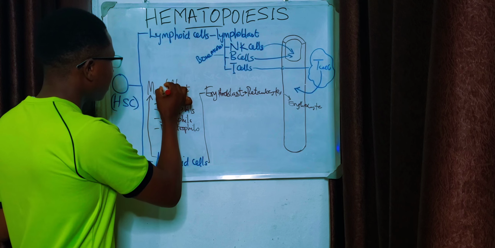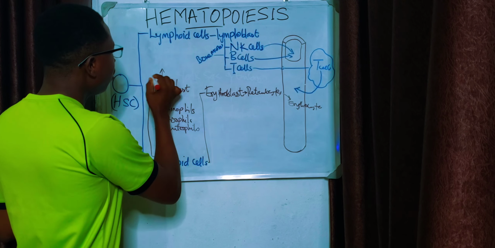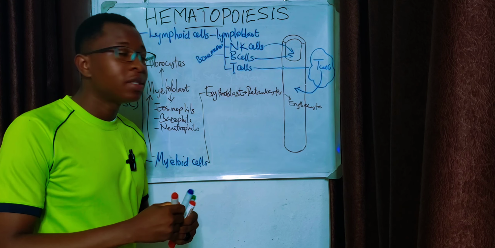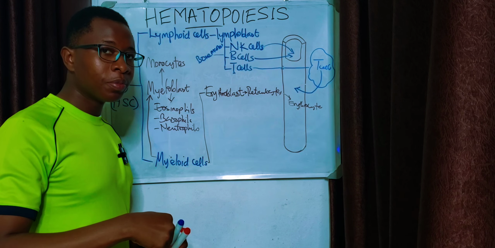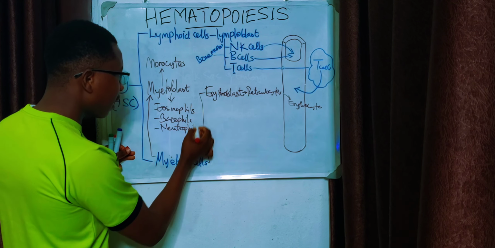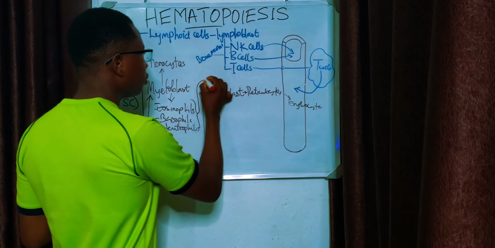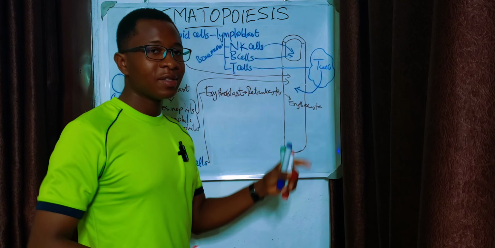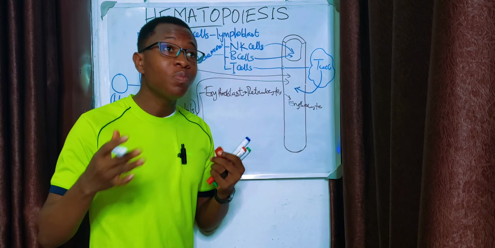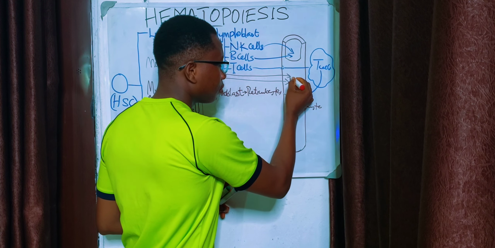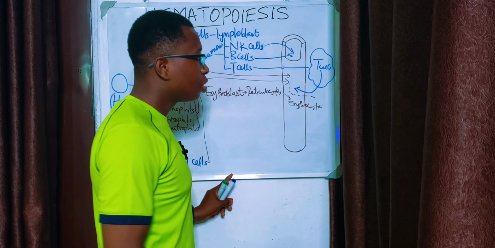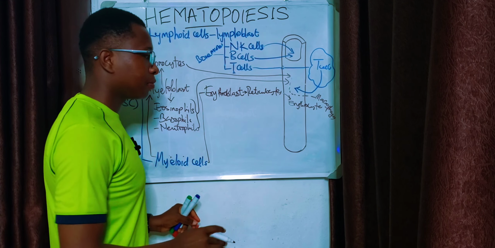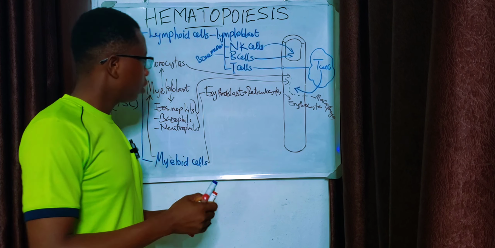Now, the myeloblasts also form another type of cell called the monocyte. The monocyte is an agranulocyte. All these, after their formation, are thrown into the bloodstream. The monocyte as well goes into the bloodstream. In the bloodstream, these cells are called monocytes. However, when it leaves the bloodstream into the tissues, they are called macrophages. Okay, so that is that.